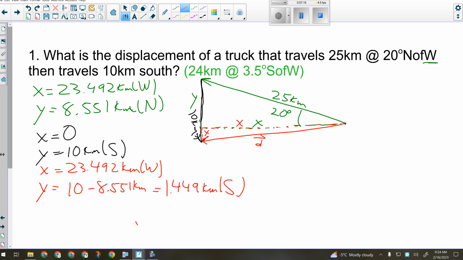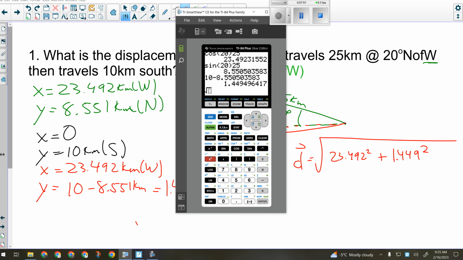Okay, at this point, do I know both sides of my resultant triangle? So what can I do now? I can do Pythagorean theorem, right? Which will get me the magnitude of the displacement. So that's going to mean 23.492 squared, but I'm going to keep all the decimals because they're still in my calculator, plus 1.449 squared. Also, I'm keeping all the decimals in my calculator. I'm just not writing them all down here. All right, so that one squared plus that one squared.